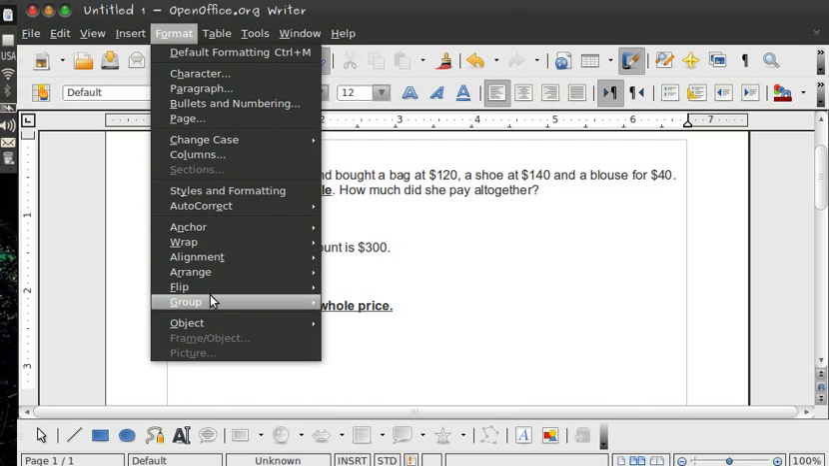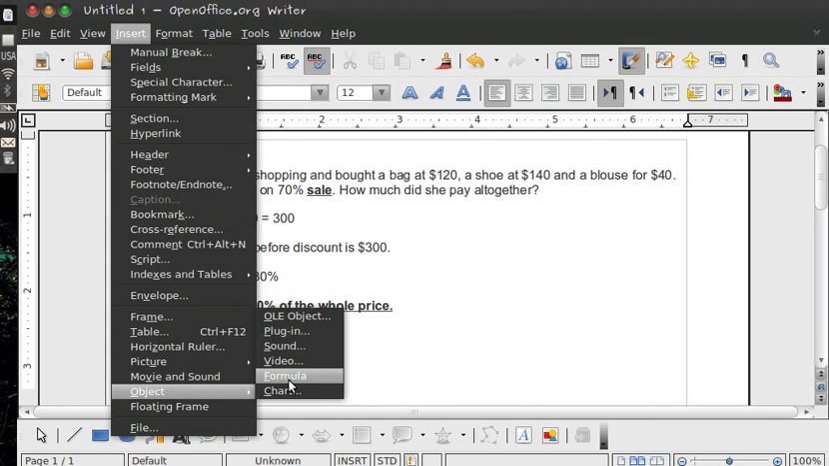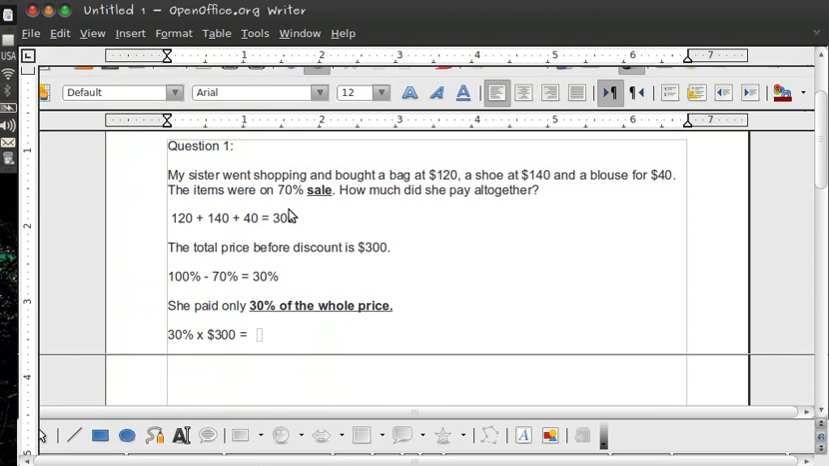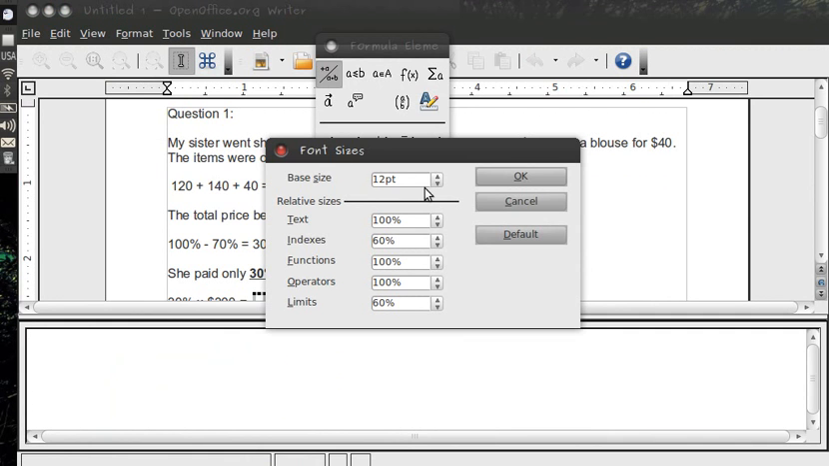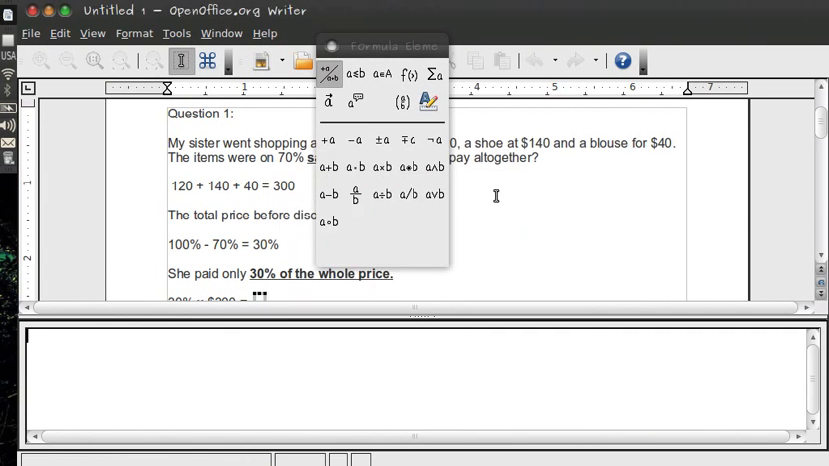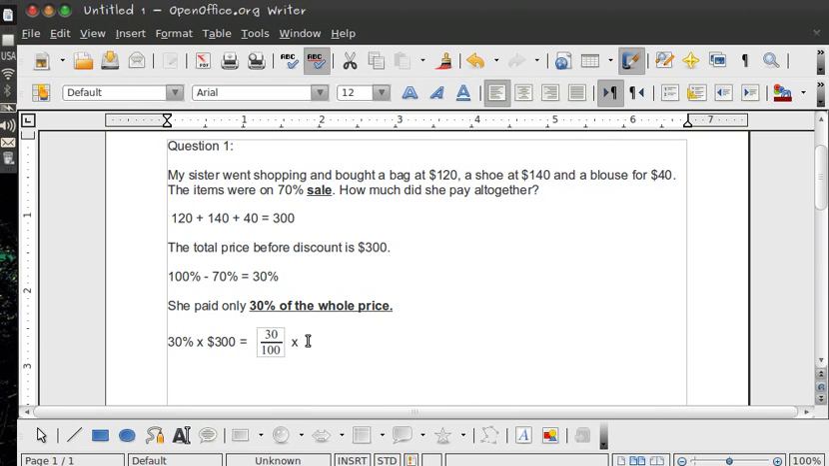You change the percentage to a fraction first, as we have done in the previous lessons. I'm sure all of you should now be familiar with changing percentages to fractions and decimals. So here I will write 30 over 100, and you don't need to reduce it if you don't want to. So 30 over 100 multiplied by 300.